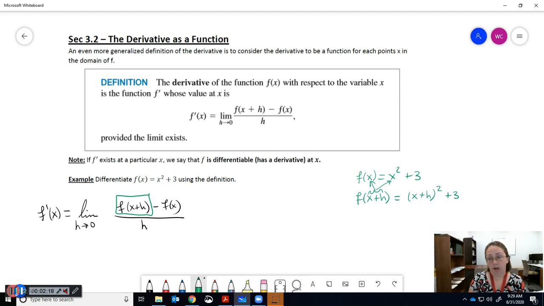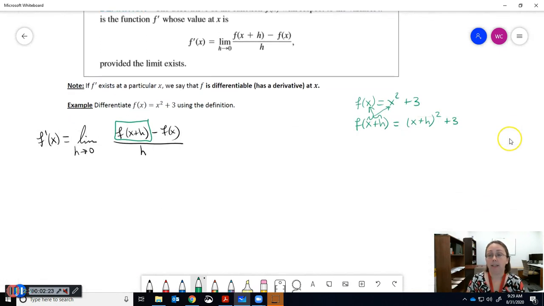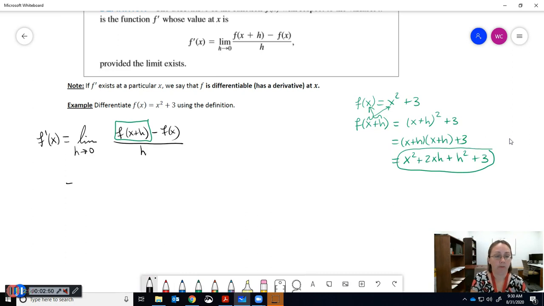Now, we've talked about this before. What does it mean when you have a parenthesis squared? It literally means you need to multiply the parenthesis times itself. So I'm going to write that out. All right, let's FOIL. X plus h times x plus h is x squared plus xh and another xh, so 2xh, plus h squared, plus 3. I can't simplify that any further, so this is what I'm going to plug in to my derivative formula.